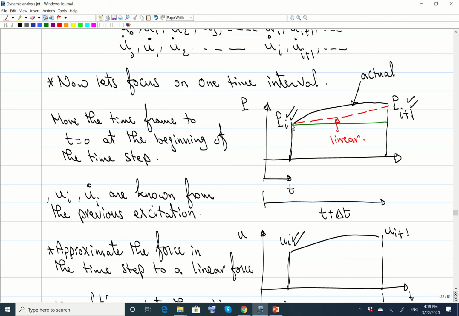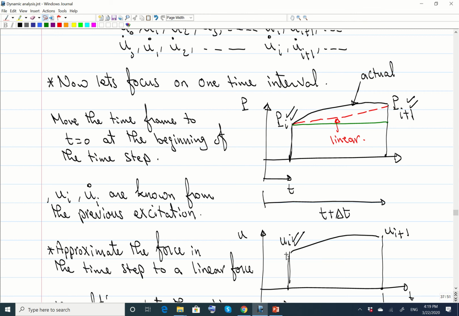So now at p_i, at the start of the step, we know the force that goes all the way from this time to the end. What about the displacement? How will the displacement change within that time? Here you have u_i and u_i plus 1. If you know u_i at the beginning, we're going to be able to find u_i plus 1.